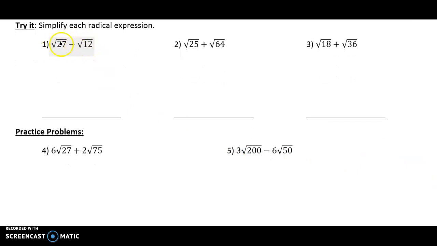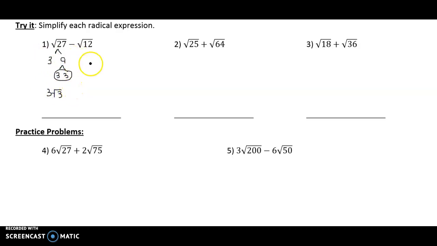They are not like currently, but it doesn't mean they never will be. So this one, you're going to have to break them both down. So come over here, 3 and 9. 9 becomes 3 and 3. Rewrite. Now the new problem would be 3 radical 3.